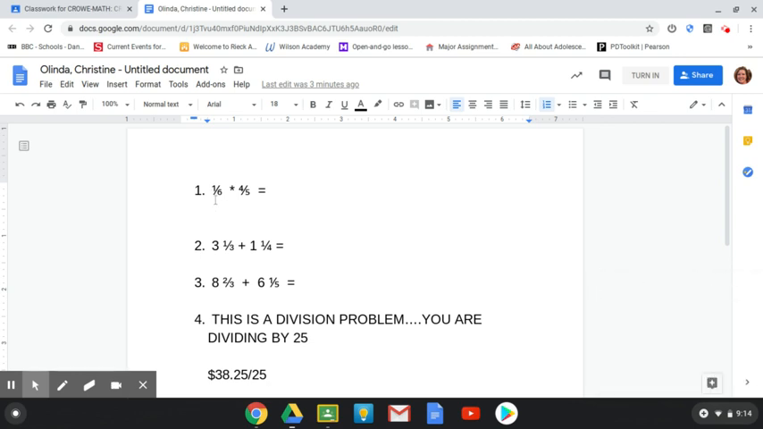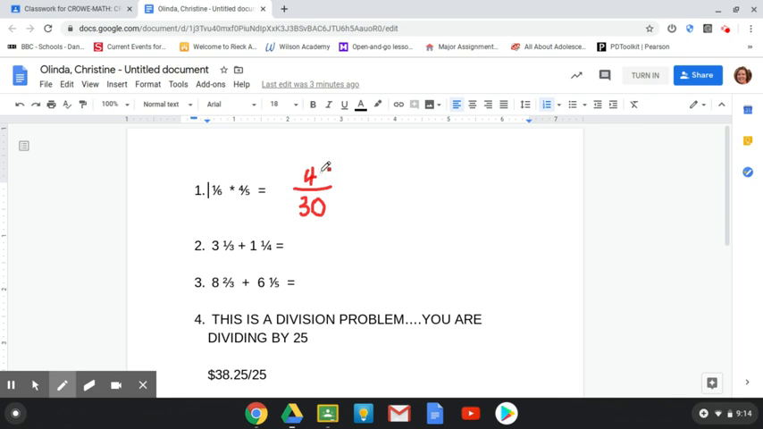So for number 1, all you need to do is multiply your fractions straight across. I'll multiply the numerators and then multiply the denominators. 1 times 4 is 4. 6 times 5 is 30. And then remember, we can't leave it like this. It needs to be simplified.